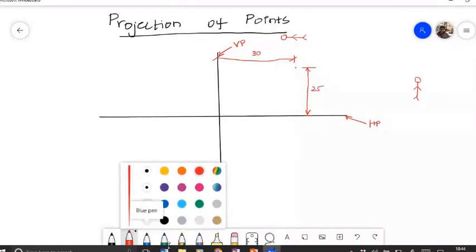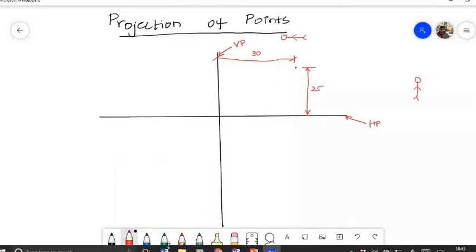Sir, we will explain that it is a point in the 2D plane which is 25 from the horizontal and 30 from the vertical. Yeah, 25 from the horizontal and 30 from the vertical. But whether it is in front of the horizontal, above the horizontal or below the horizontal, that you need to explain, right? Okay, sir. Because 25 mm means both sides are possible. Am I right? Yes, sir.